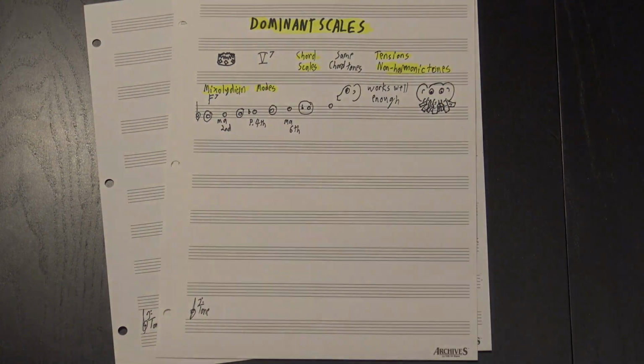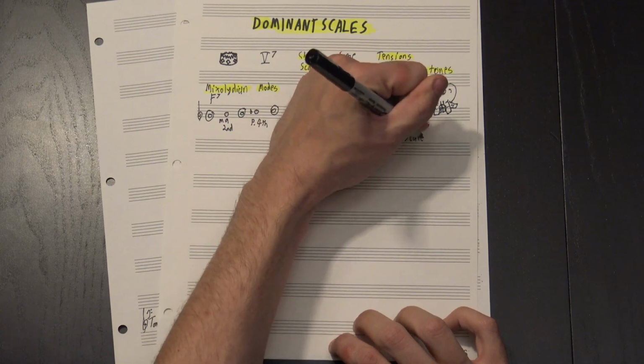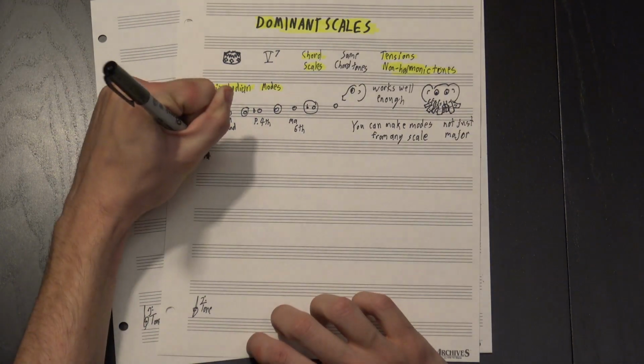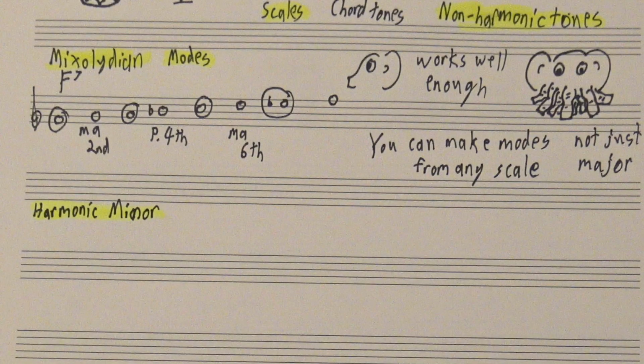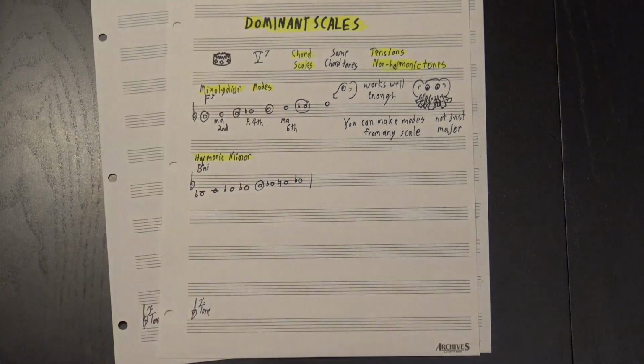options out there. We haven't talked about this yet, but you can actually make modes from any parent scale you want, not just major. For instance, let's try harmonic minor. This, as we've covered, is natural minor but with a raised 7th. If we take its 5th mode, we get this.